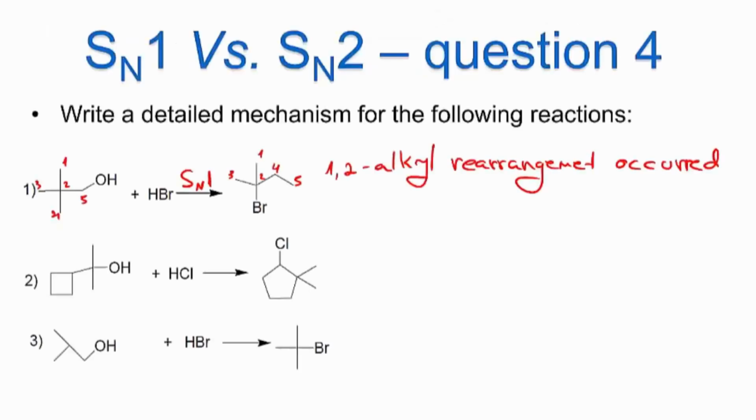In reaction number 2, we again can see a change in the structure of the alkyl between the reactant and the product. We can see a ring expansion, when in the reactant we have a cyclobutane, while in the product we have a cyclopentane, meaning in this reaction we also undergo rearrangement. And therefore the mechanism in this reaction is SN1.